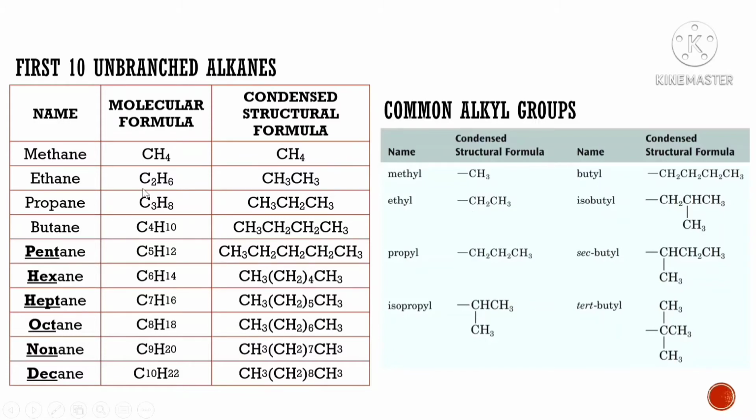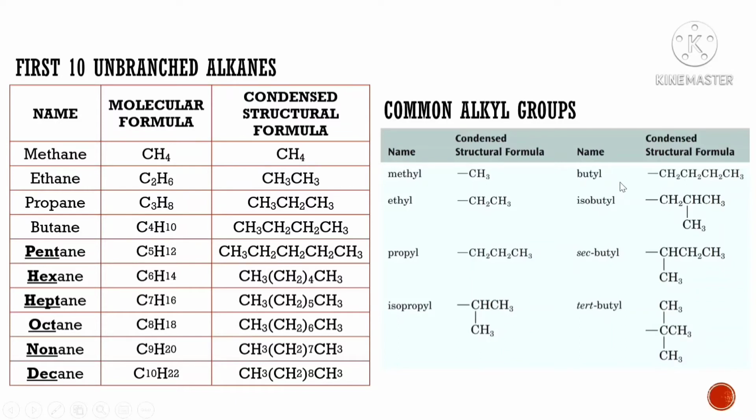A 2-carbon alkane is called ethane, so the alkyl group would be called ethyl. A 3-carbon alkane is called propane, so the alkyl group is called propyl. Notice that we also have isopropyl, which is very similar to propyl. They both have 3 carbon atoms, but the manner in which these carbon atoms are arranged is different.